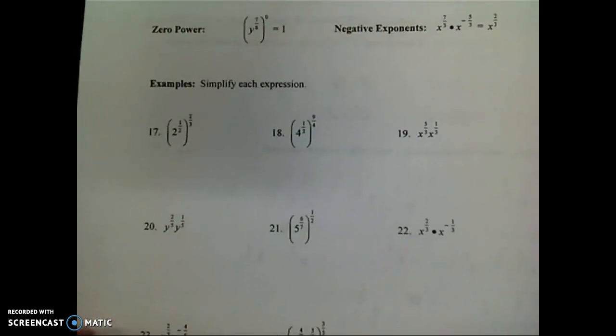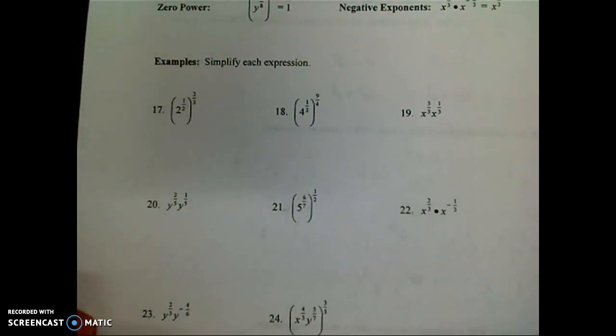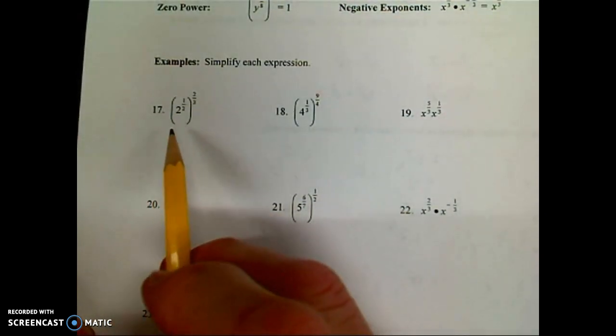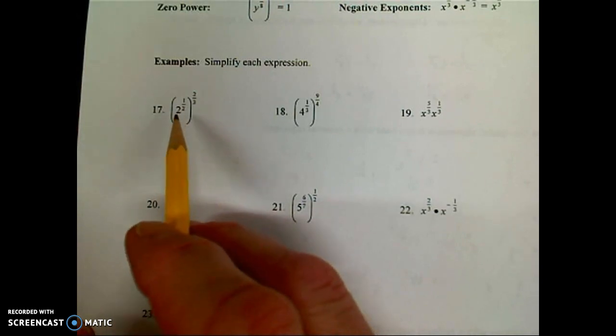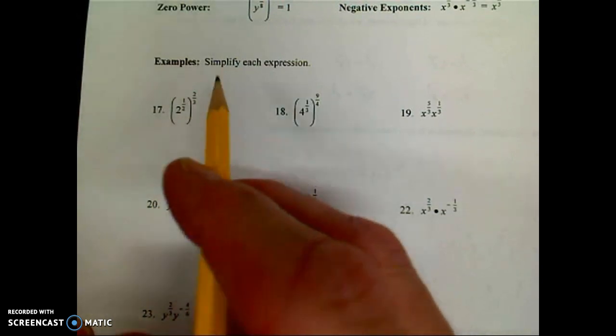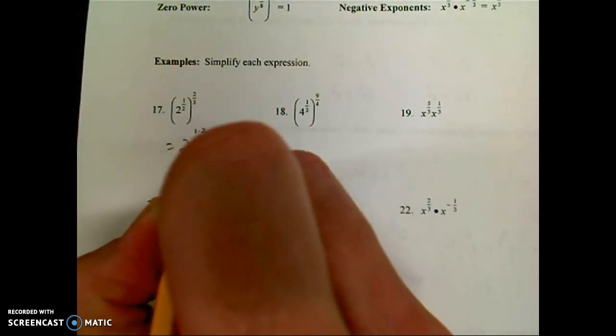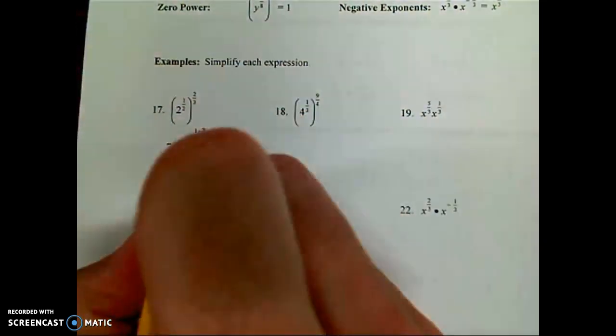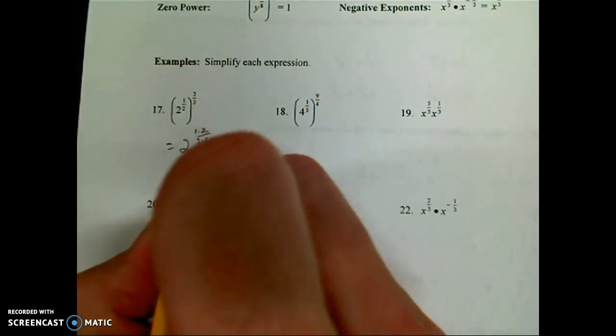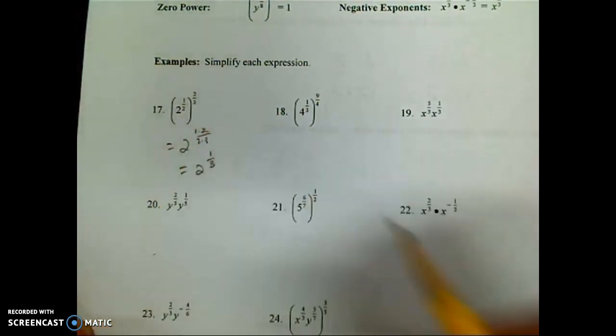So let's take a look at a couple of those. Practice operating with exponent rules. So 2 to the 1/2 to the 2/3 power. Power to a power means I multiply the exponents. So that's 2 to the 1 times 2 over 2 times 3. 2 over 6, that's 2 to the 1/3 power.